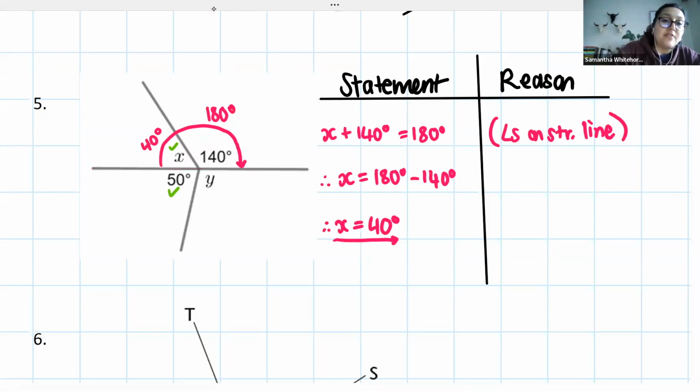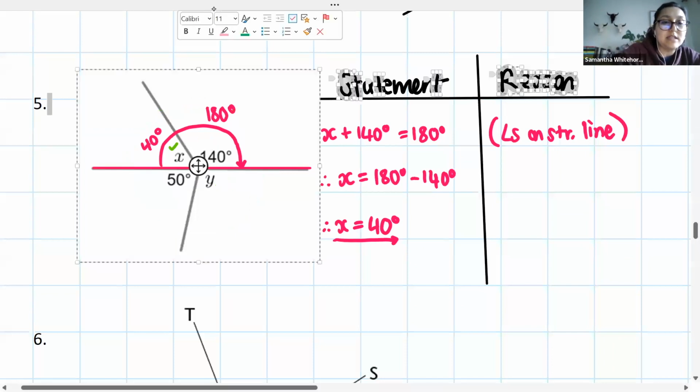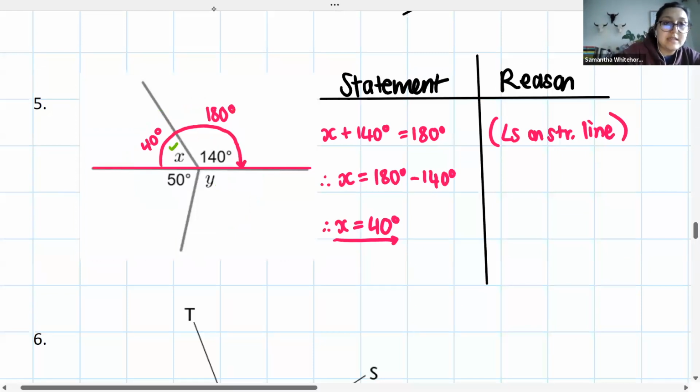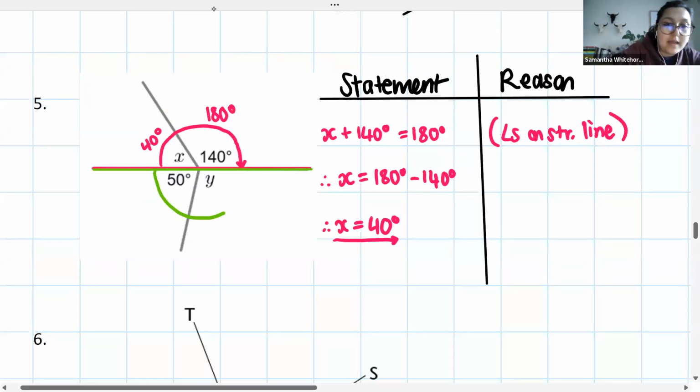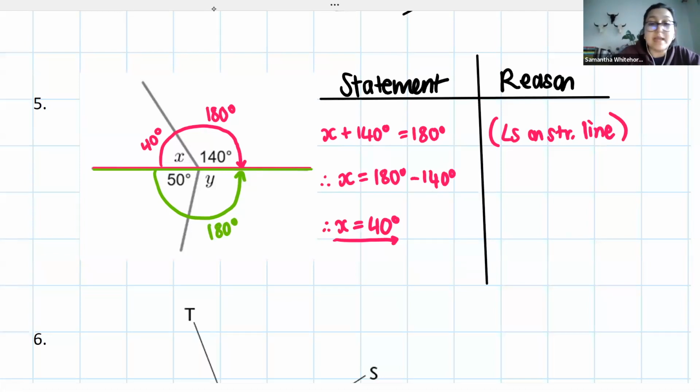The second way that I could find Y is that I could see that very much like X, Y is on the same straight line here. And so what that means is that 50 plus Y also adds up to 180. Now it makes no difference which reason you choose to go for. Both of them will get you the correct answer. I'm just going to do this one because it's the last one I have here. We know that Y plus 50 must give me 180.